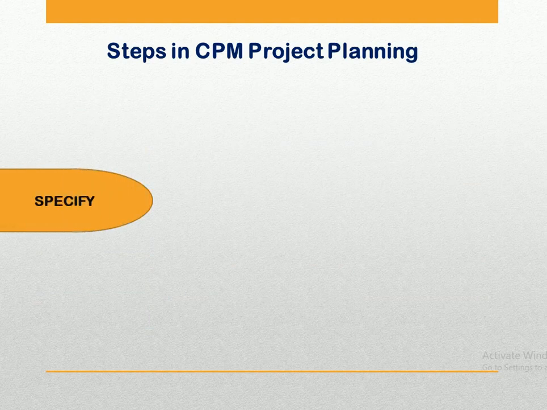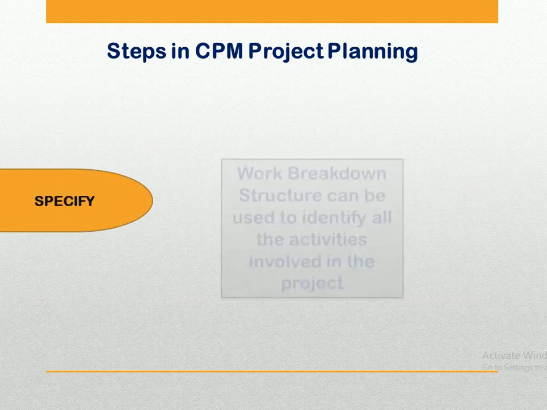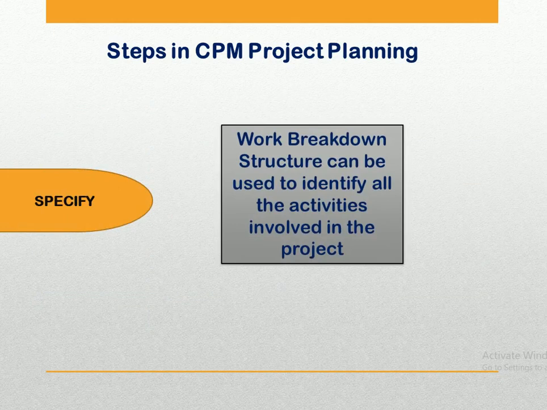So the first step is specify. Here we can use the work breakdown structure. It can be used to identify all the activities that are involved in the project, and this is the main input for the CPM here. Now this listing can be used as the basis for adding the sequences. So when we want to add activities as well as the duration info in the steps, we can use this method.